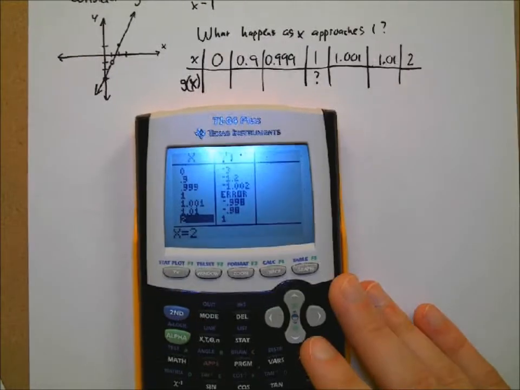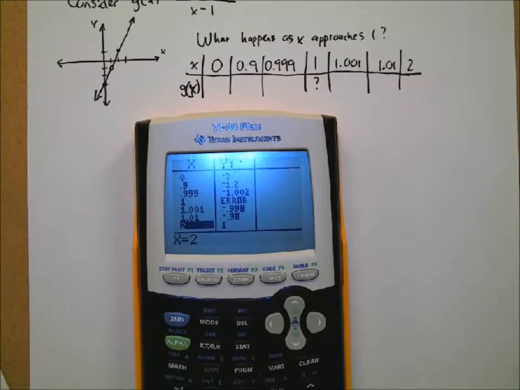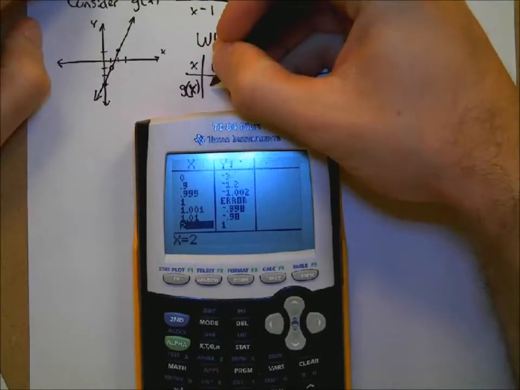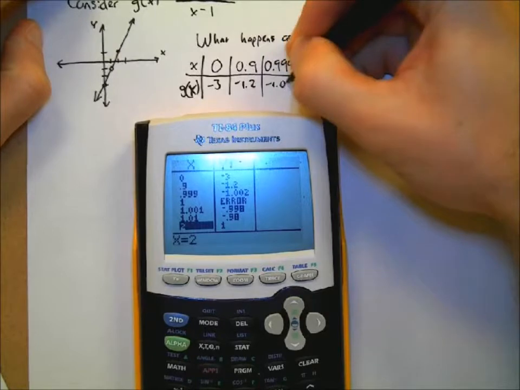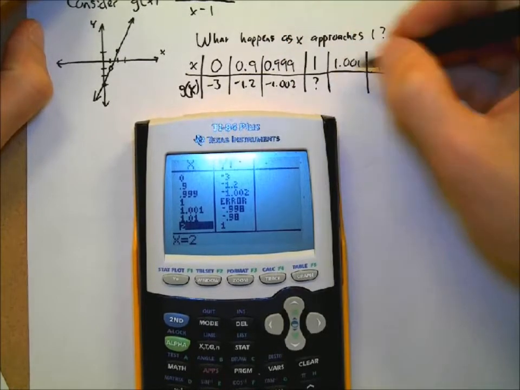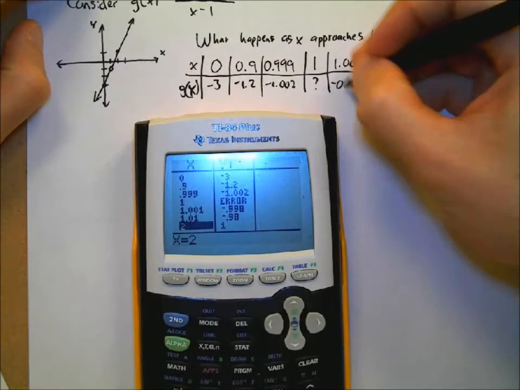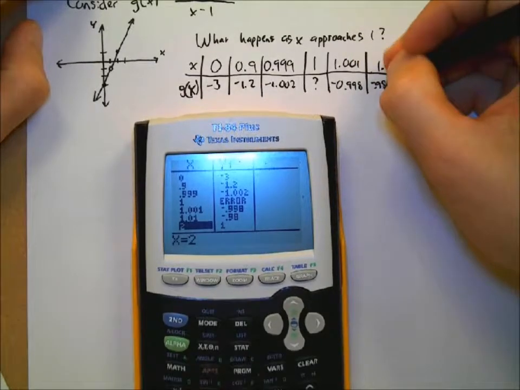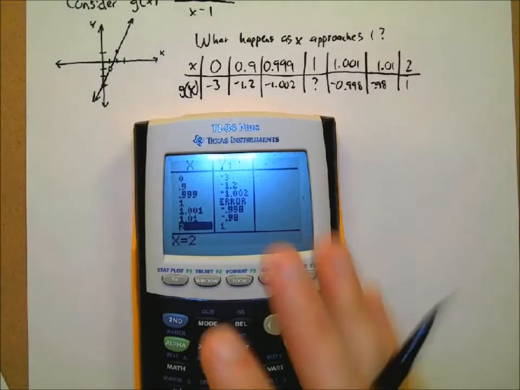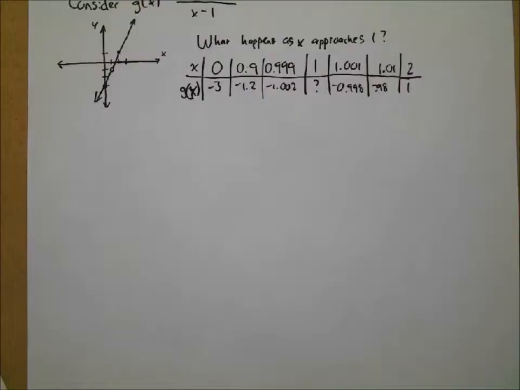Okay? And so there, without having to repeatedly plug in the x values and type into our calculator, we can just use the table. So we get -3, -1.2, -1.002 from the left. From the right, we get -0.998, -0.98. I forgot the 0, but that's okay. And then 1.